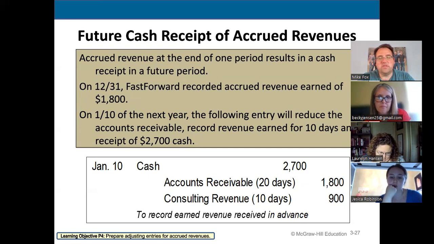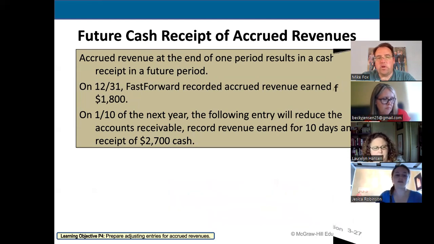Okay, so they paid 2,700. Some of it was to pay off that accounts receivable that they owed us, and some of it was additional payment for what we've done in this month. Got it. And this is only for the end of December, even if we're counting January stuff? Well, no, this is the entry at the end, just January 10th, when we actually get paid the money.